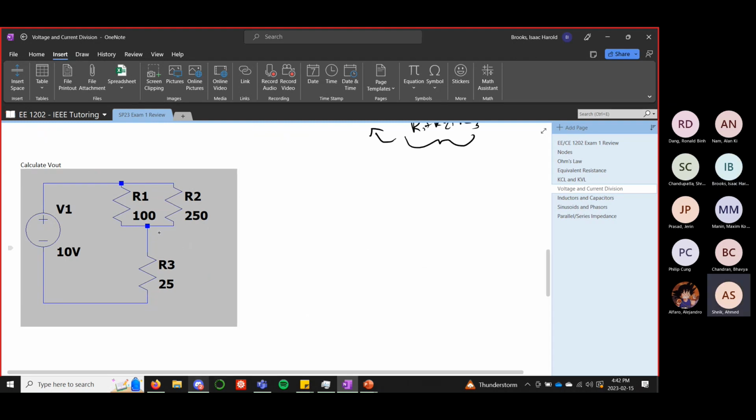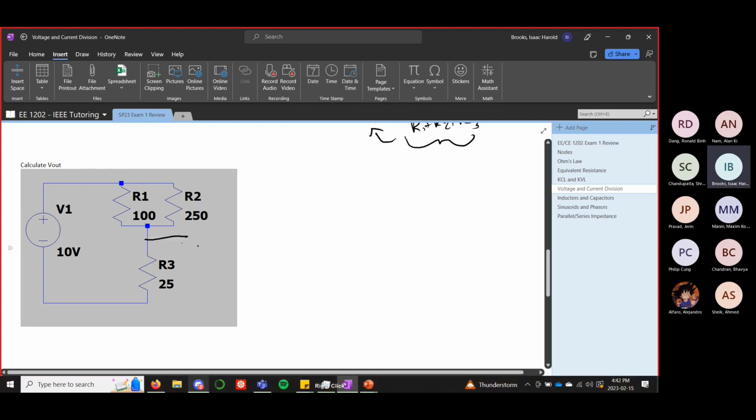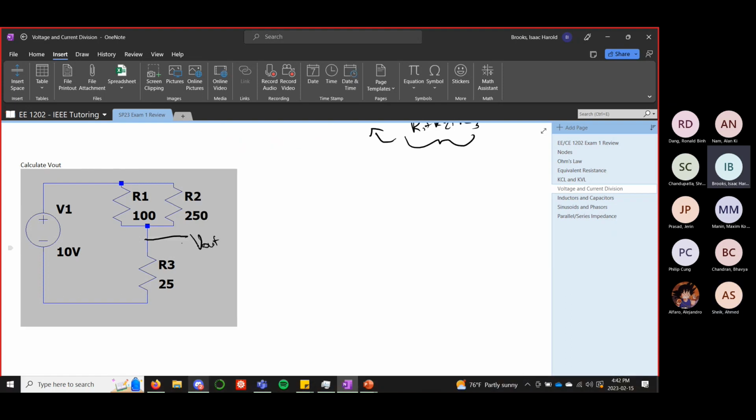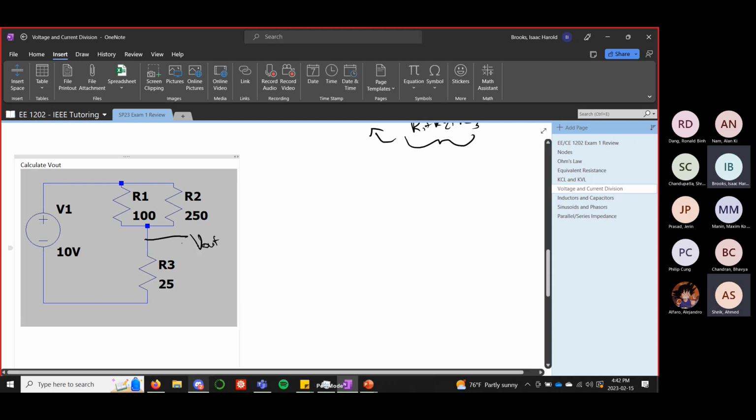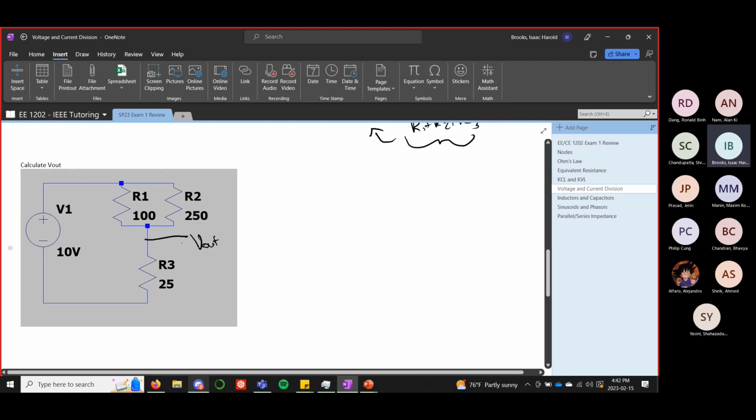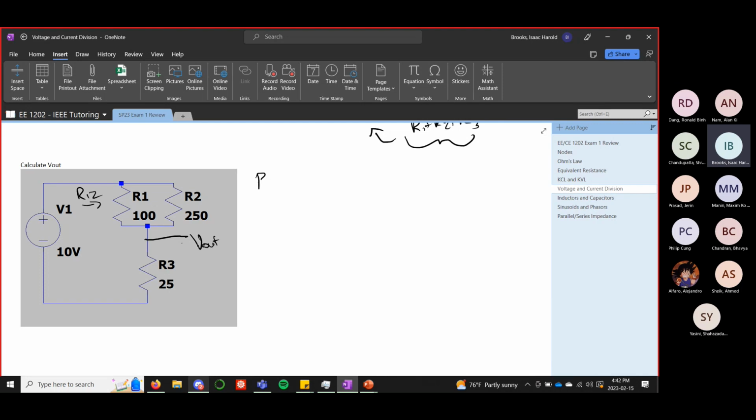Usually there's some output voltage here, and the reason we would use voltage division is to step down a voltage in some situations. There are other ways to do it, but if you have a 10 volt input voltage and you want a certain output voltage, you can choose these resistors so that the proportions work out to the output voltage you want. So let's figure out this output voltage here. First step is we need to collapse these two resistors. Let's call this one R12. So what is R12?